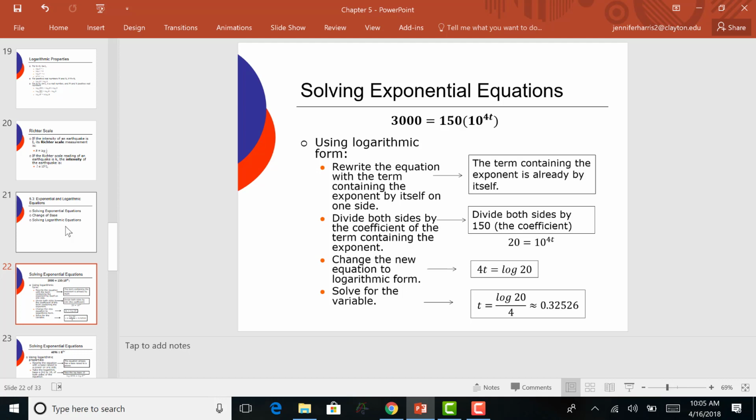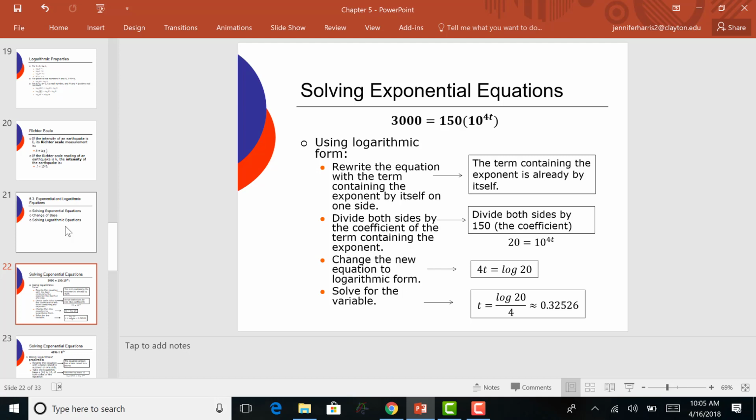They set it equal to 3,000. We've got to figure out what the t is. They've already said 150 times 10 to the 4t power equals 3,000. Well, what's the t that makes that equal to 3,000? That's what they're asking you. Tell me what t value works for this equation to make it equal 3,000. So when you have an exponential equation, somewhere we're gonna have to use logs to figure out the answer.